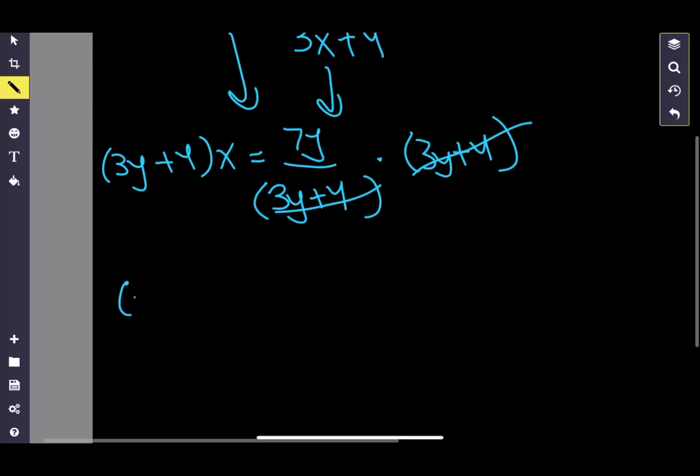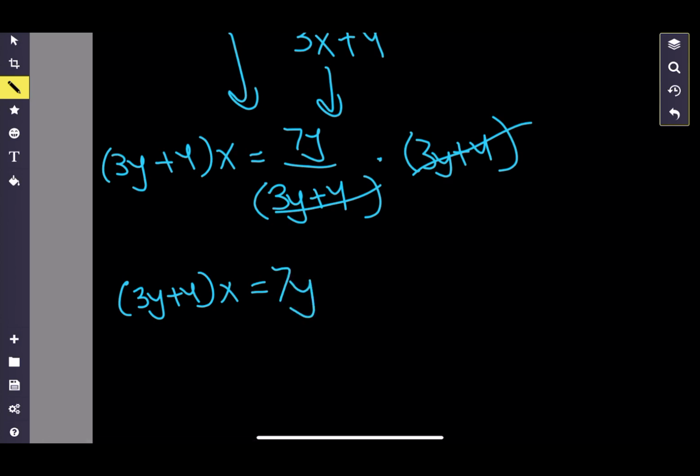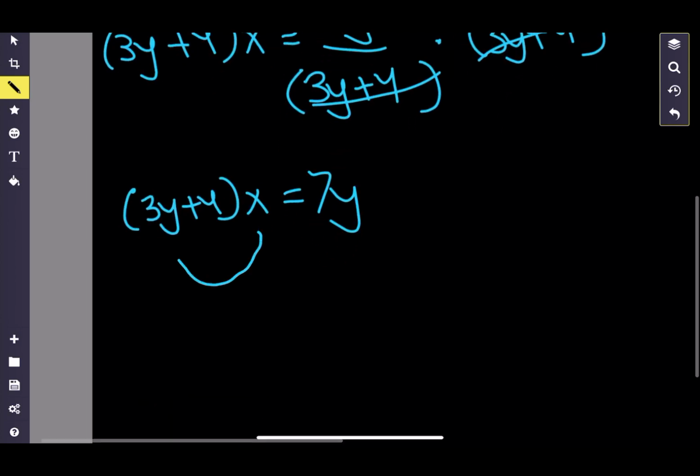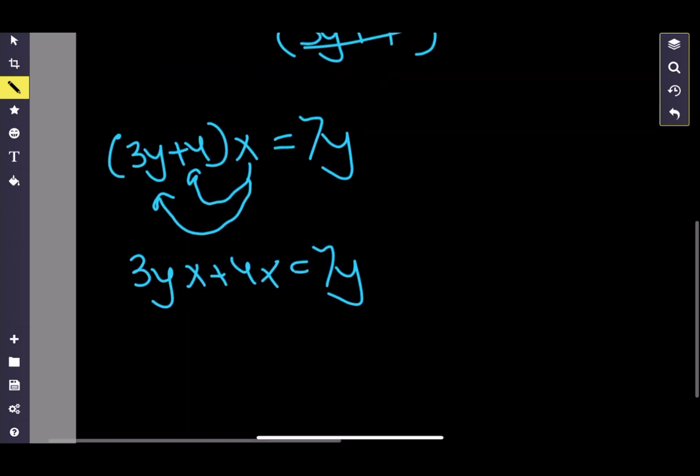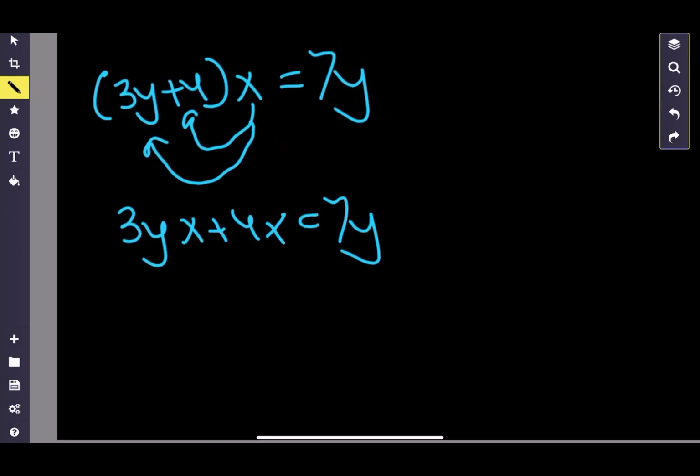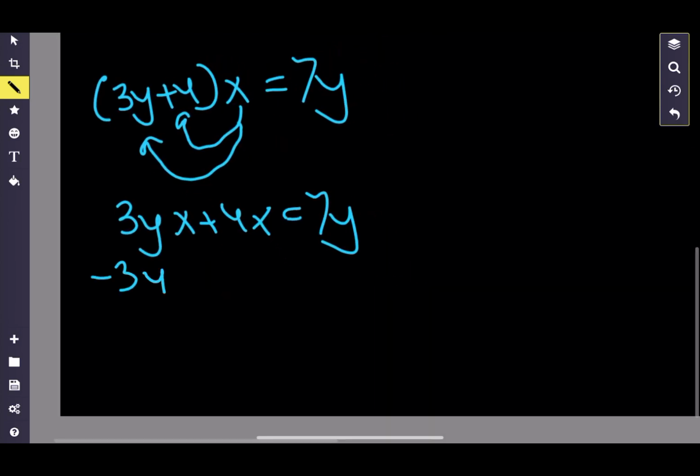So we're going to get 3y plus 4 times x is equal to 7y. And just to simplify things a bit, let's do the distributive property. So it's going to be 3yx plus 4x equals 7y. Now I want to get all the y's to one side. One thing I can do is move the 4x to this side and move the 7y to this side. But I think the simpler strategy is just to subtract 3yx from both sides.